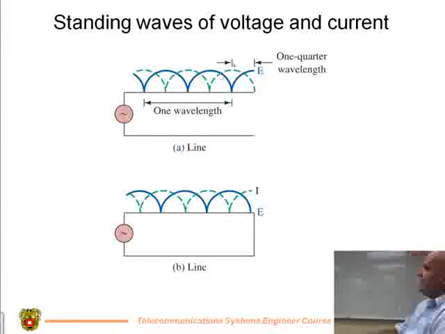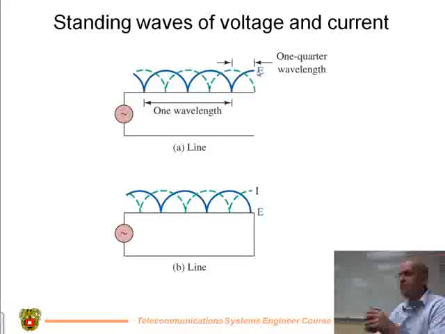So a quarter wavelength here for an open circuit. You notice the voltage is at the peak at the end because it's an open circuit, right? You have to have a peak voltage right at the end of the line. Does that make sense to everybody? Why not? Why would you have to have a peak voltage at the end of the line in an open circuit?